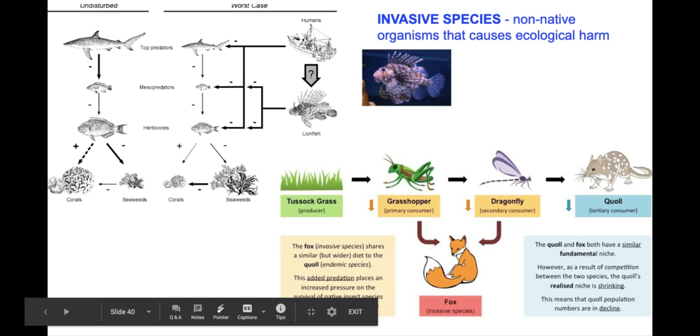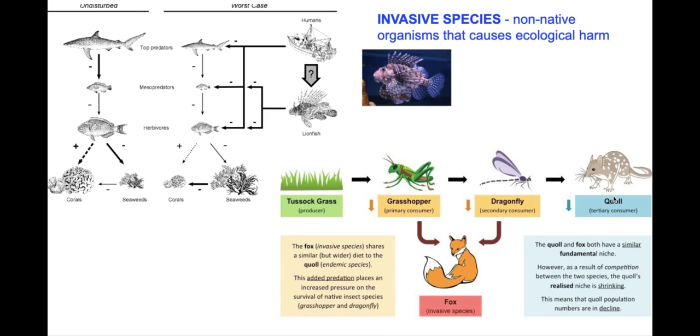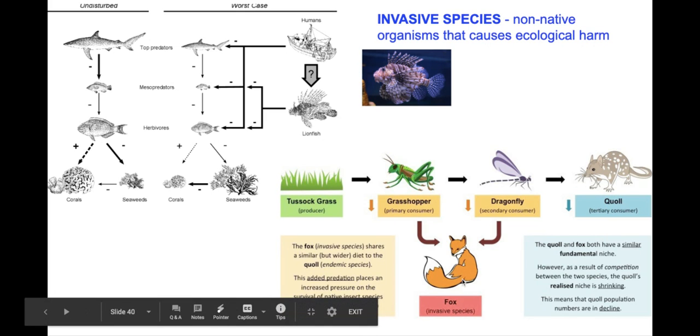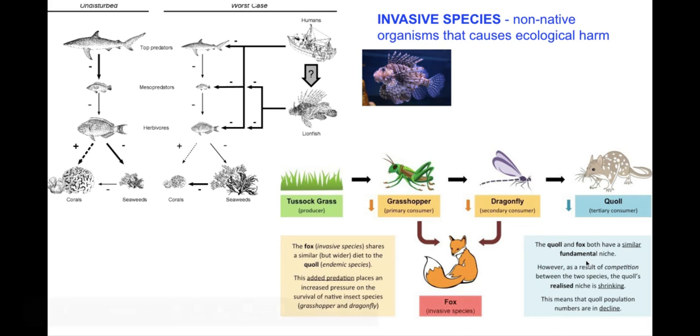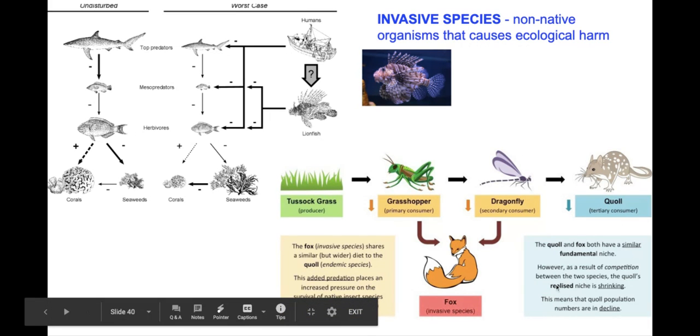If a fox has a wider niche, right, it's going to have a wider diet, the quoll is going to be affected because the fundamental niche, since it's similar, there's going to be some competition, interspecific competition, right? So because of that competition, then the quoll's realized niche, remember the realized niche is what it actually does, is going to be shrinking. Thus, the population will be dropping, okay? And that's it.